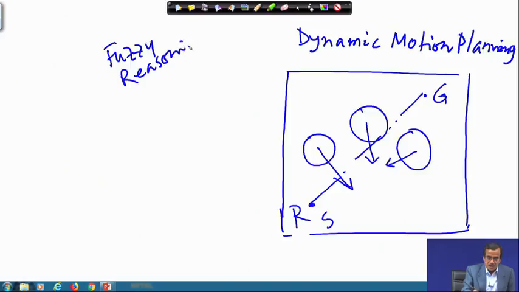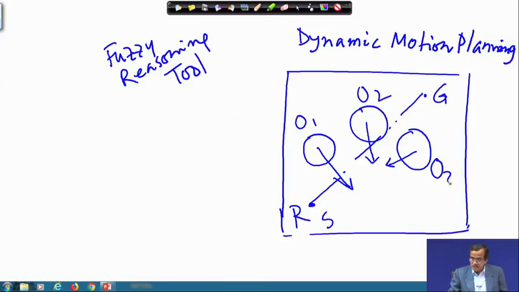Now, let us see how to design and develop one fuzzy reasoning tool to solve this particular problem. Out of these 3 obstacles, this is obstacle 1, obstacle 2 and obstacle 3, and this is the starting position of this particular robot. From here it will try to look towards the goal, and this particular obstacle will be treated as the most critical obstacle. To avoid collision with this most critical obstacle, we try to find out 2 inputs for the fuzzy reasoning tool, and there will be one output, that is nothing but the deviation angle.